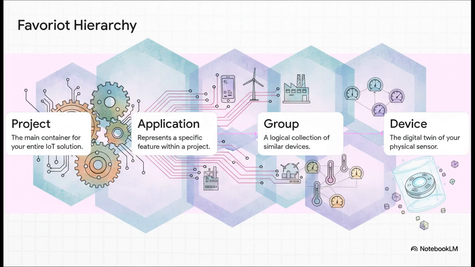And this illustrates that structure brilliantly. See, everything lives inside a project. Now, within that, you might have multiple applications, and those applications use groups of similar devices, like, say, all the temperature sensors in one building. And then finally, you get down to the individual device. It's a really simple top-down hierarchy that scales beautifully. And what that means is you can go from 10 devices to 10,000 devices without your system even breaking a sweat.